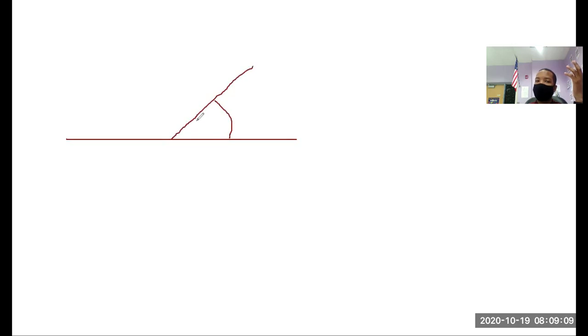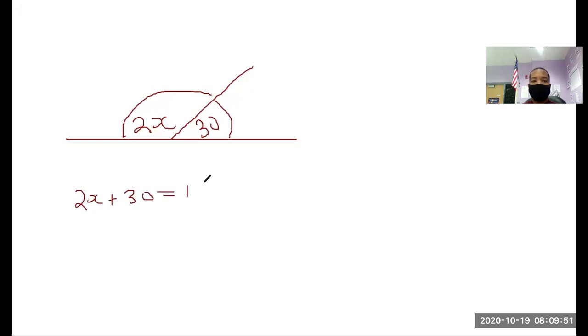Let's look at this question. First, I want to see how you'd write the equation for this. All right, so say for instance, I have 30, and then on this side, it's 2x. What would the equation be? If I was writing an equation for this, what would it be? For this one, it would be 2x plus 30 equals 180. Okay?